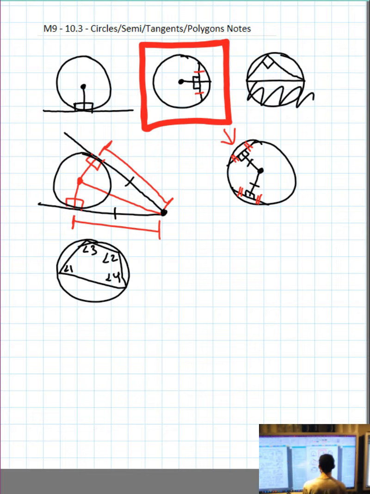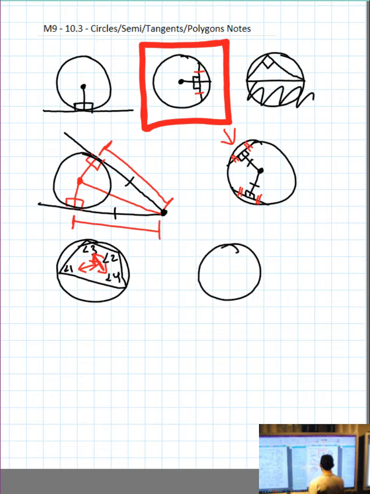And as you can see in the notes, angle 1 plus angle 2 add to 180. And it turns out angle 3 and angle 4 also add to 180. We call that rule opposite angles in a cyclic quadrilateral add to 180. So if we have a quadrilateral that hits all 4 sides of the circle, then we know that the opposite angles add to 180, and therefore all of them add to 360. That's all in the notes.